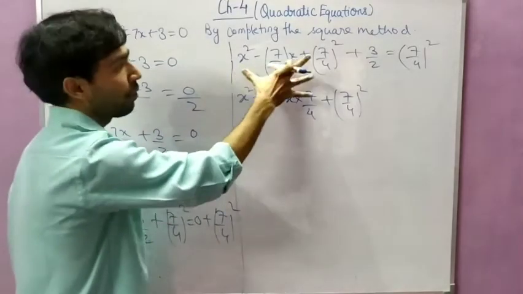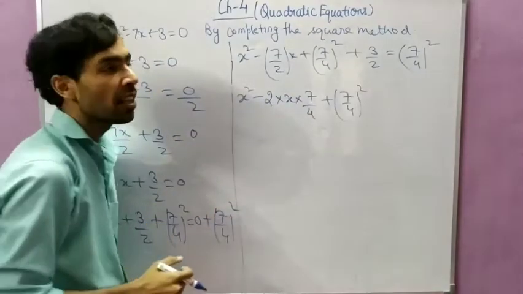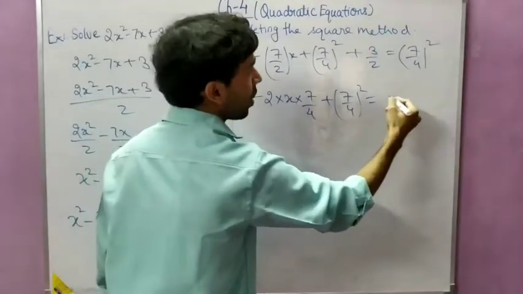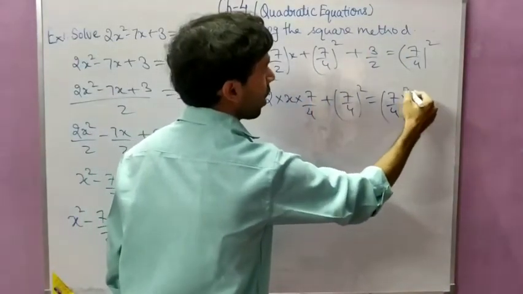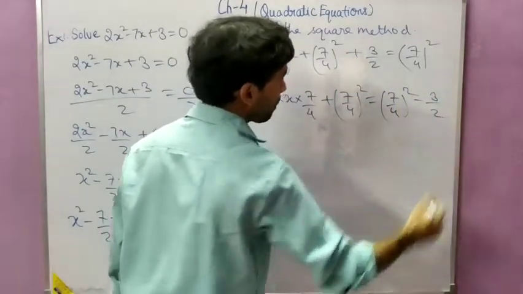Okay? Because we have to take these 3 terms, we have to change only these 3 terms. And whatever things are there, you have to transfer to this side. So 7 by 4 square, and when this is transferred from this side to this side, it will become 3 by 2.